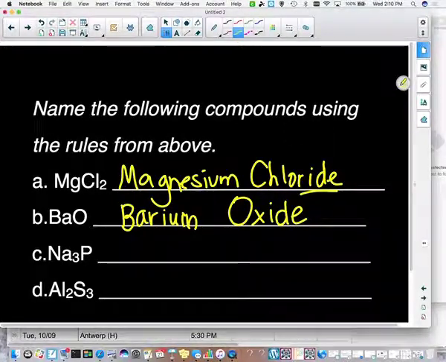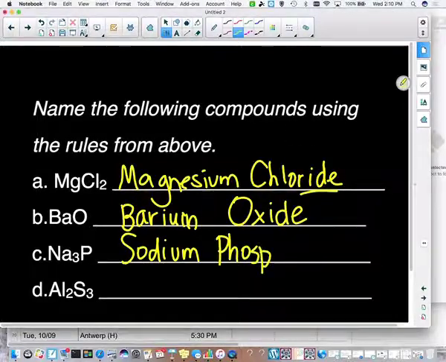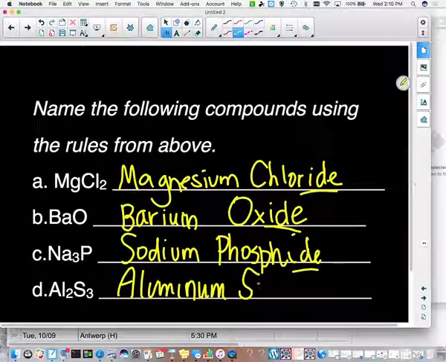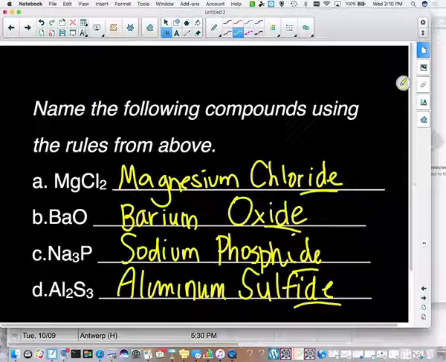All right, what's Na stand for? Sodium. P? Phosphorus. Phosphorus, since it's second, phosphide. Very good. Phosphide. Okay, Al stands for aluminum. And then sulfur is sulfide. Remember IDE. Single elements end in IDE. I heard somebody say 8.